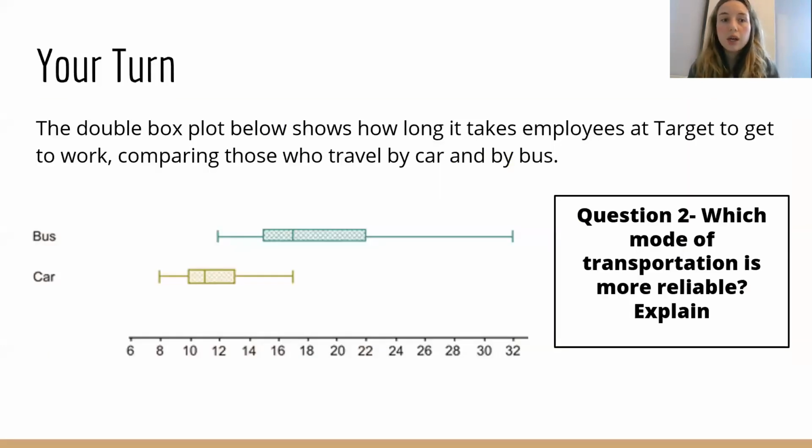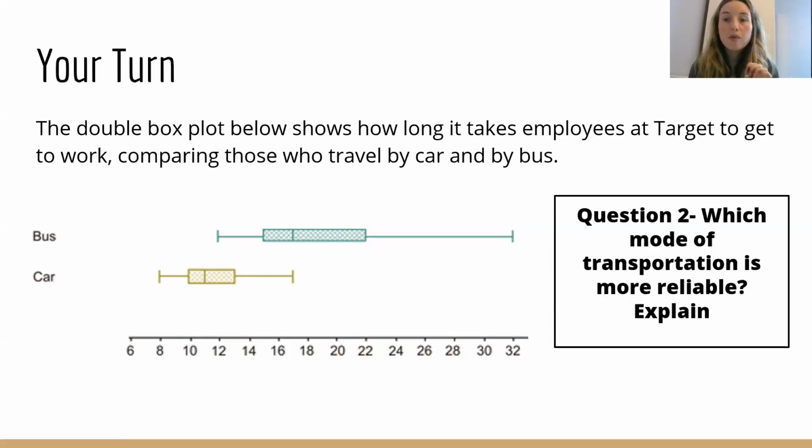Okay, now it's your turn. So we're gonna take a look at a second problem. I'm gonna read the problem out loud first. The double box plot below shows how long it takes employees at Target to get to work, comparing those who travel by car and by bus. This is your second question. I'm gonna read it out loud for you. Question 2, which mode of transportation is more reliable?